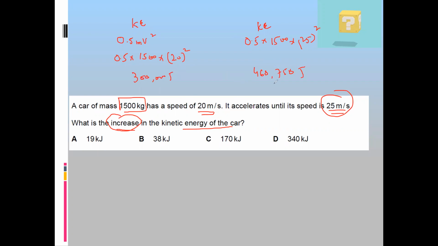Now, what is the increase in the kinetic energy or the change in the kinetic energy or difference in kinetic energy? So what is the difference in the two numbers? You subtract them because we want to find the increase. Yeah, the difference. So the difference is 168,750. That's right.